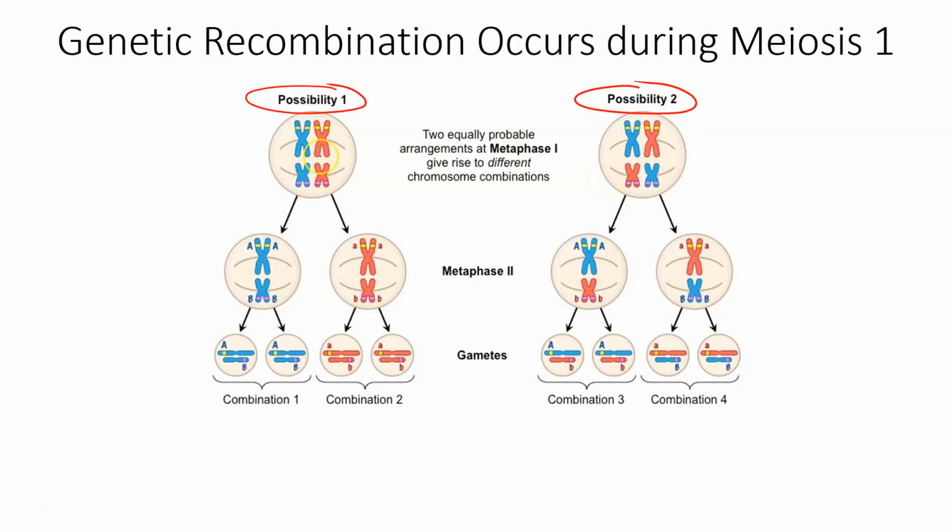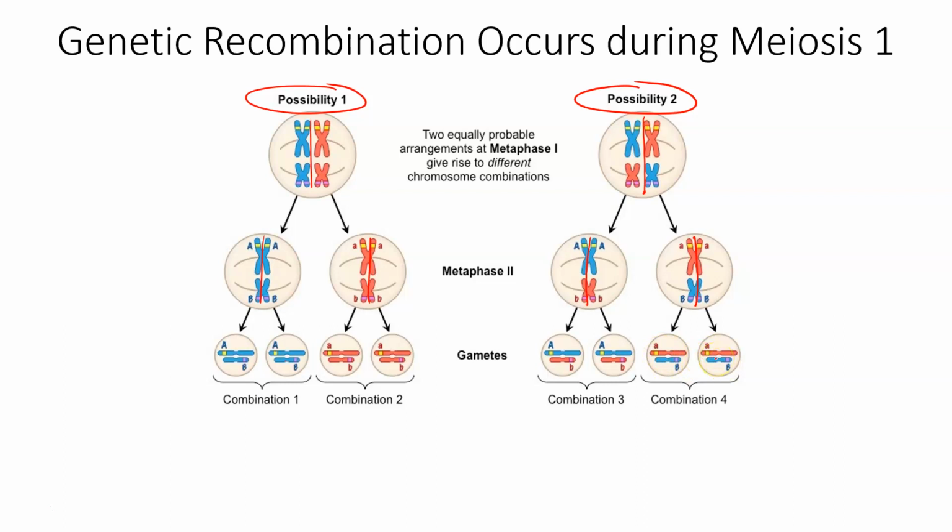When these go through meiosis 1 and meiosis 2, they're essentially going to split and result in these two combinations, right? Because we didn't cross over and we didn't randomly assort these the other way like we did in possibility 2, they're going to result in combination 1 or combination 2. Whereas if we line up the chromosomes this way, when we split in meiosis 1 and then meiosis 2, we get this combination and this combination.